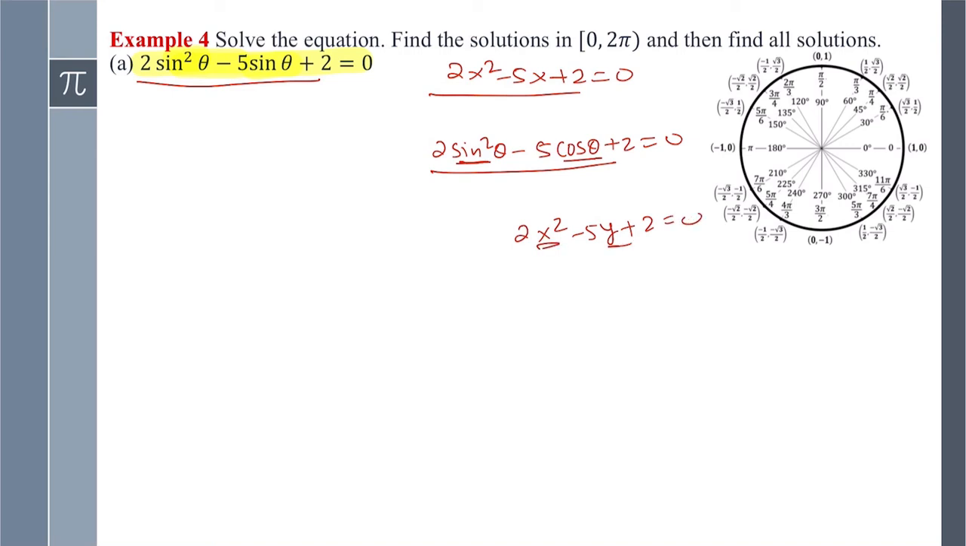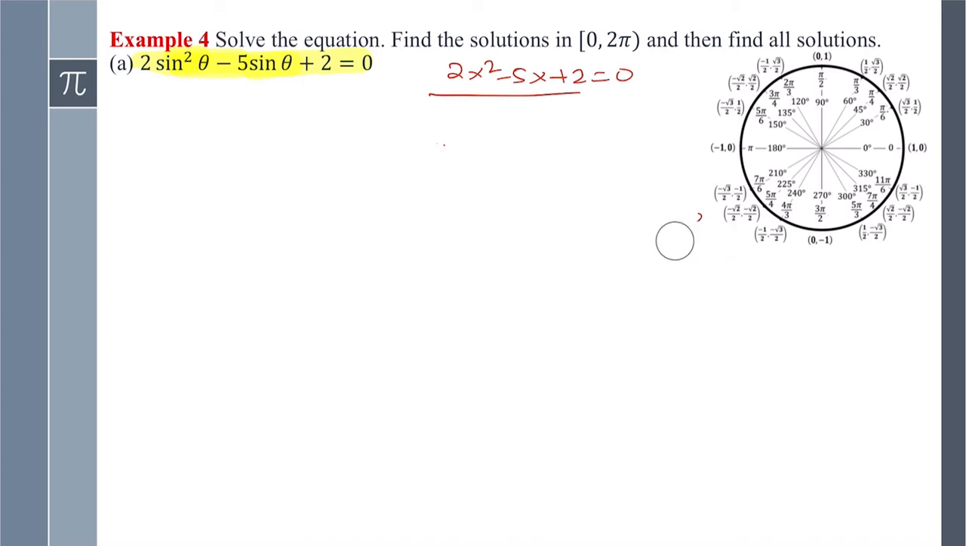If we have something like that, we have to change the sine squared theta and convert it in terms of cosine, so that we have the whole equation in terms of cosine and can either use the quadratic formula or factor and solve it as a quadratic equation. We'll see this type of question in the next video, but the one that we have here has the same variable and the same function. So we can just treat it like a quadratic equation and solve it either by factoring or by using the quadratic formula. This one we can easily factor.